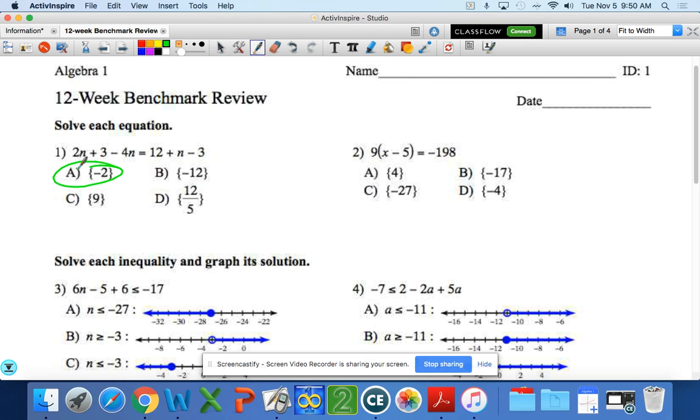You can always go back and check these. Okay? If we were to plug a negative 2 in here, this would be negative 4 plus 3 plus 8. This would be 12 minus 2 minus 3, okay? So here we have 11, so a total of 7. Here we have 10 minus 3 is 7. 7 equals 7, negative 2 was our answer.